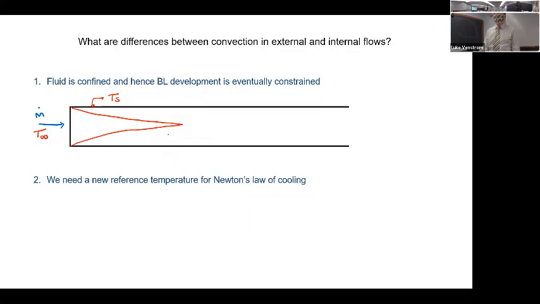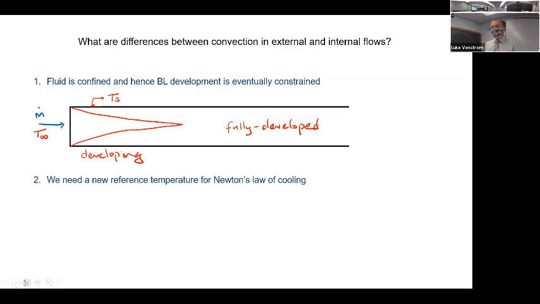So the boundary layer growth is constrained, and that doesn't happen in an external flow. There is no constraint on the thickness of the thermal boundary layer in an external flow. It can be as big as it wants to be. So this is an important difference that we'll have to deal with. It's going to lead to this notion that we have what's called fully developed flow and developing flow. It's fully developed once the boundary layers meet, and it's developing when the boundary layers are still growing towards each other.